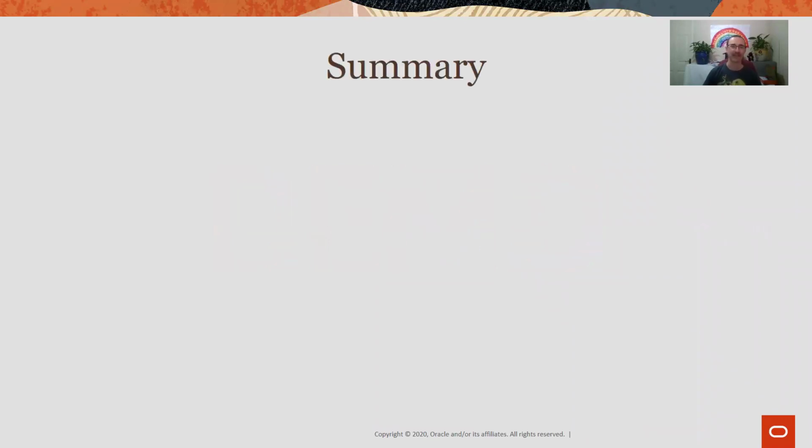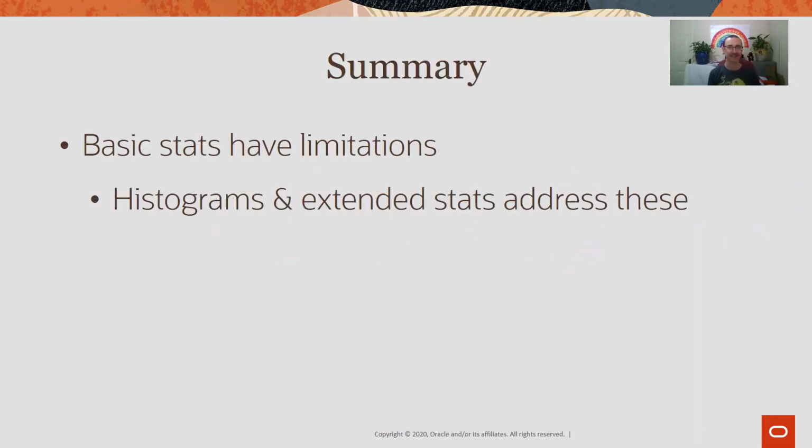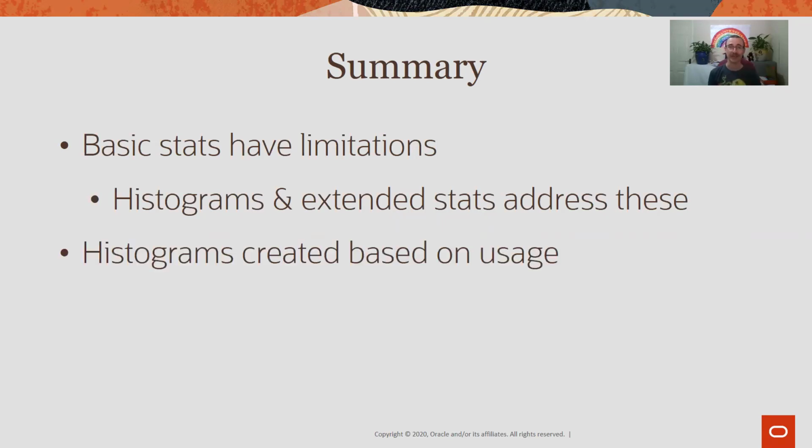So just to recap, the basic stats, so high value, low value, number of rows, have a lot of limitations. Histograms and extended stats help fill those gaps. The database will automatically create histograms based on column usage. So in general, you don't need to worry about histograms. You handle, disable them by exception. If you find there's a histogram on a column and it's leading to row estimates you don't want, disable it for that column. Otherwise, you don't generally need to worry about them.